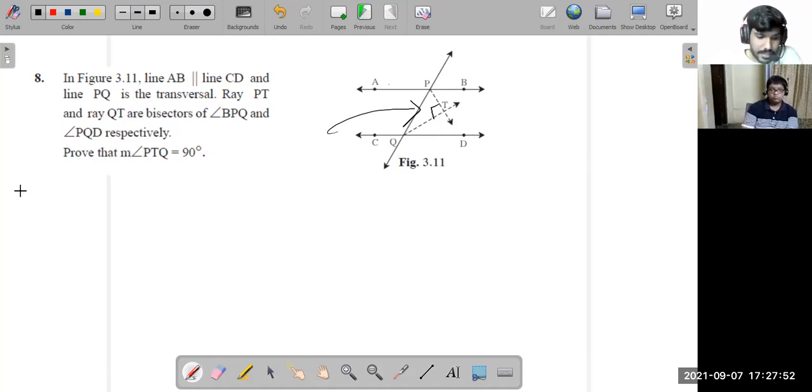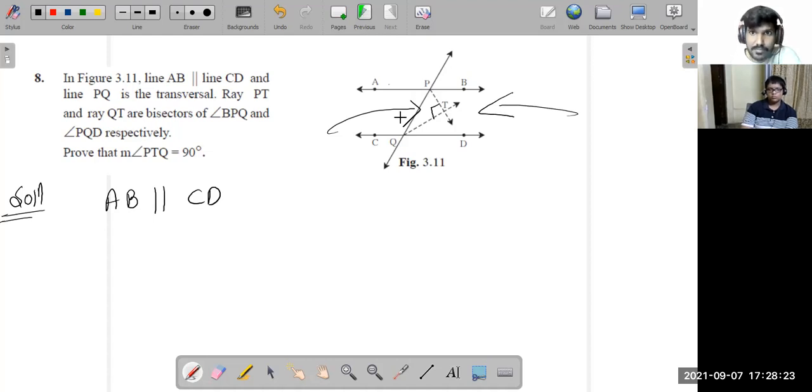Yes. Okay, we'll start with the solution. First thing, it is given that AB is parallel to CD. This is the first thing given to you. Now, we are working on this side. So can you tell me the pair of interior angles on this side? Angle BPQ and angle PQD, or DQP.